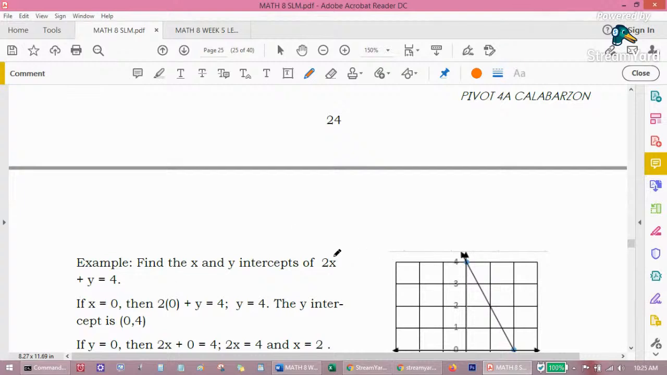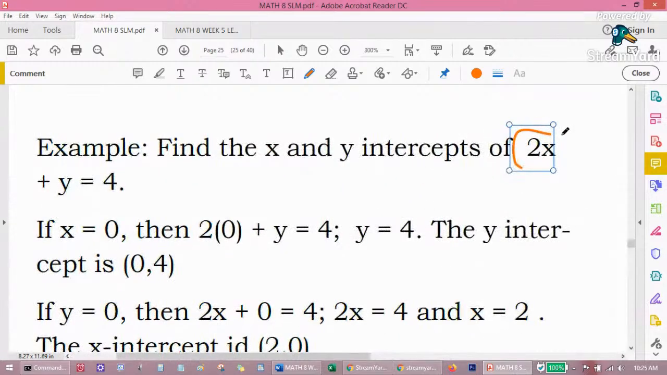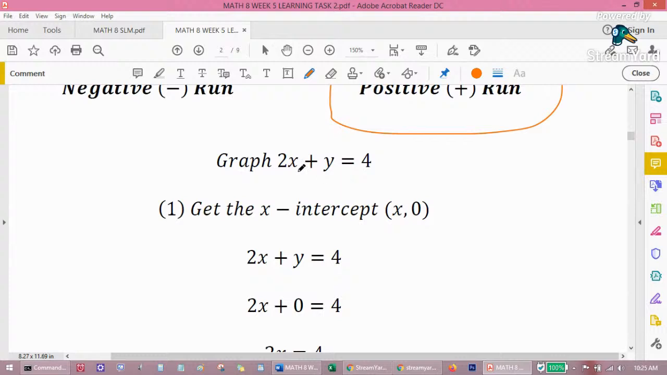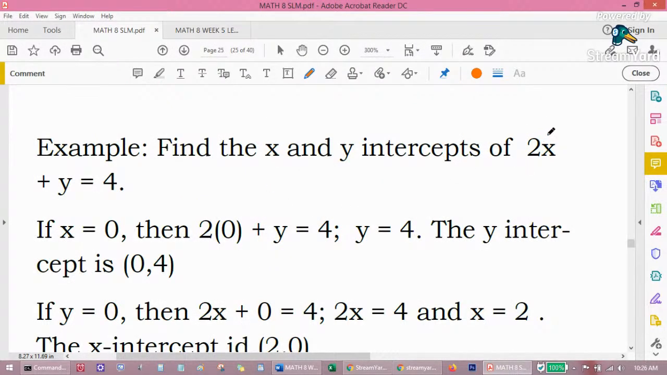So, meron tayong example dito. Pinapagraph sa atin, 2x plus y is equal to 4. So, kinopya ko lang dito yan, 2x plus y is equal to 4. I-graph daw natin. So, paano natin i-graph ang 2x plus y is equal to 4? Paano natin i-graph?